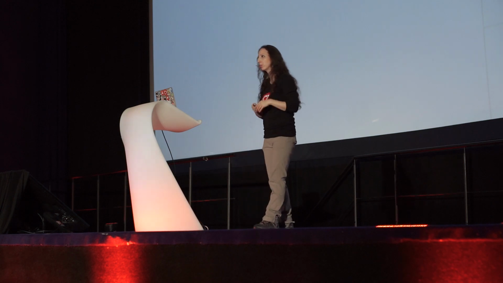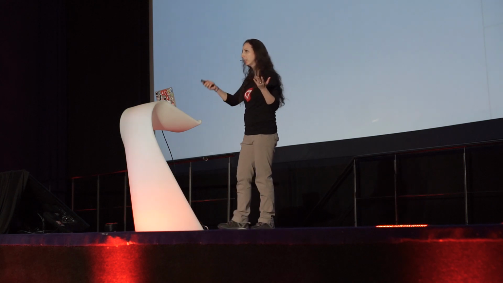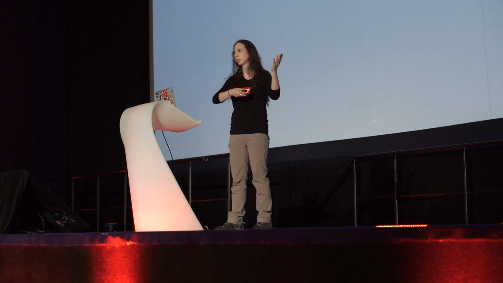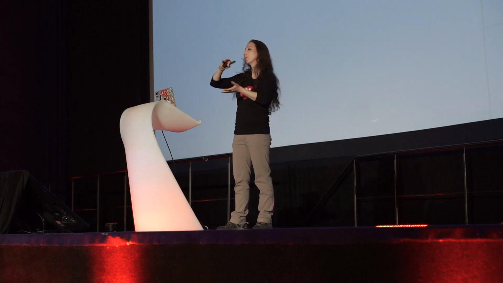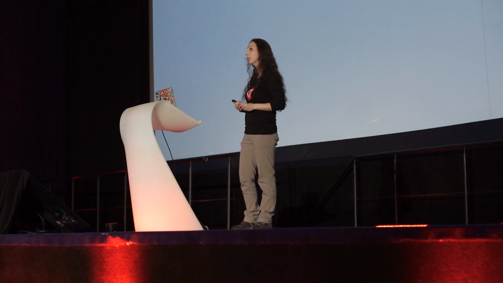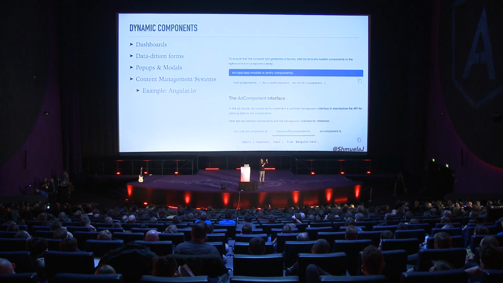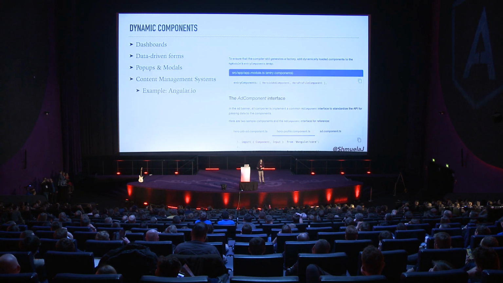Content management system. So you can create a system that reads some kind of text configuration, markdown files, and creates the components according to what you need there. So Angular.io is a great example. Angular.io actually reads the source code of Angular and puts it into components.